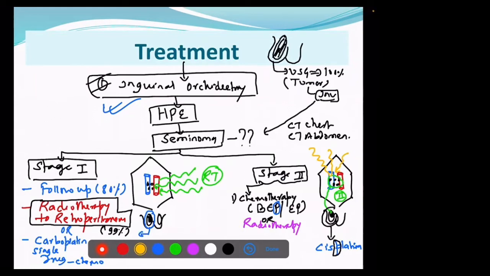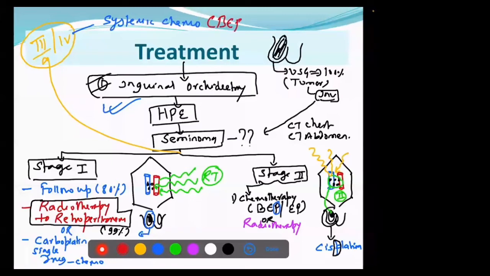Stage 3 and stage 4: 3 means involving the supraclavicular lymph nodes and 4 means already a metastatic disease involving other organs. In that case, the only option that you have is systemic chemotherapy, using those BEP or EP for 3 to 4 cycles, and you have to give palliative care if required.